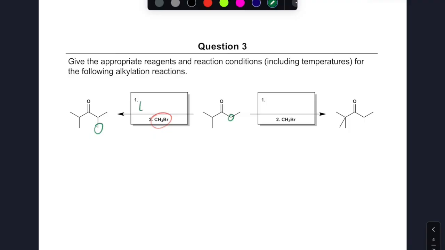So these would be low temperature, strong base, something like LDA, minus 78 degrees C. The next one, we're adding a methyl group to the more substituted center. That's this one. So that's effectively our thermodynamic. That's sodium hydride at something like 25 degrees C, warmer temperatures, because we're getting the thermodynamic enolate under those conditions.